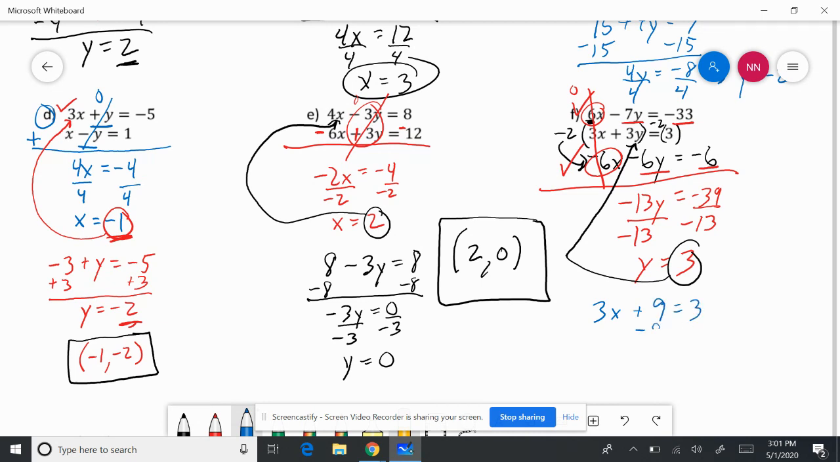I'm going to subtract 9 on both sides. I get 3x is equal to negative 6. Divide by 3, and I get x is equal to negative 2. Now, I have to write an ordered pair. X comes first, y comes second. So negative 2 and 3, that right there would be my answer.